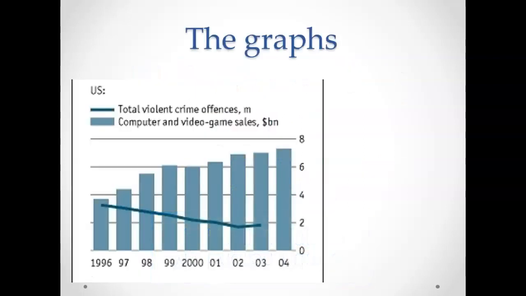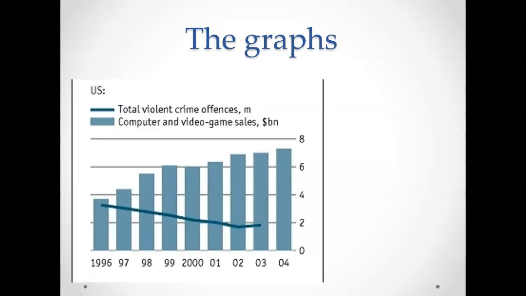Here is the first graph. It's a bar graph, but it has a line graph inside. Immediately you should start thinking about who, what, where, when. Can you see the information comes from 1996? The bars deal with money, the amount of sales of computer and video games in billions of dollars. The line is very simple. It's just the number of violent criminal acts or offences.